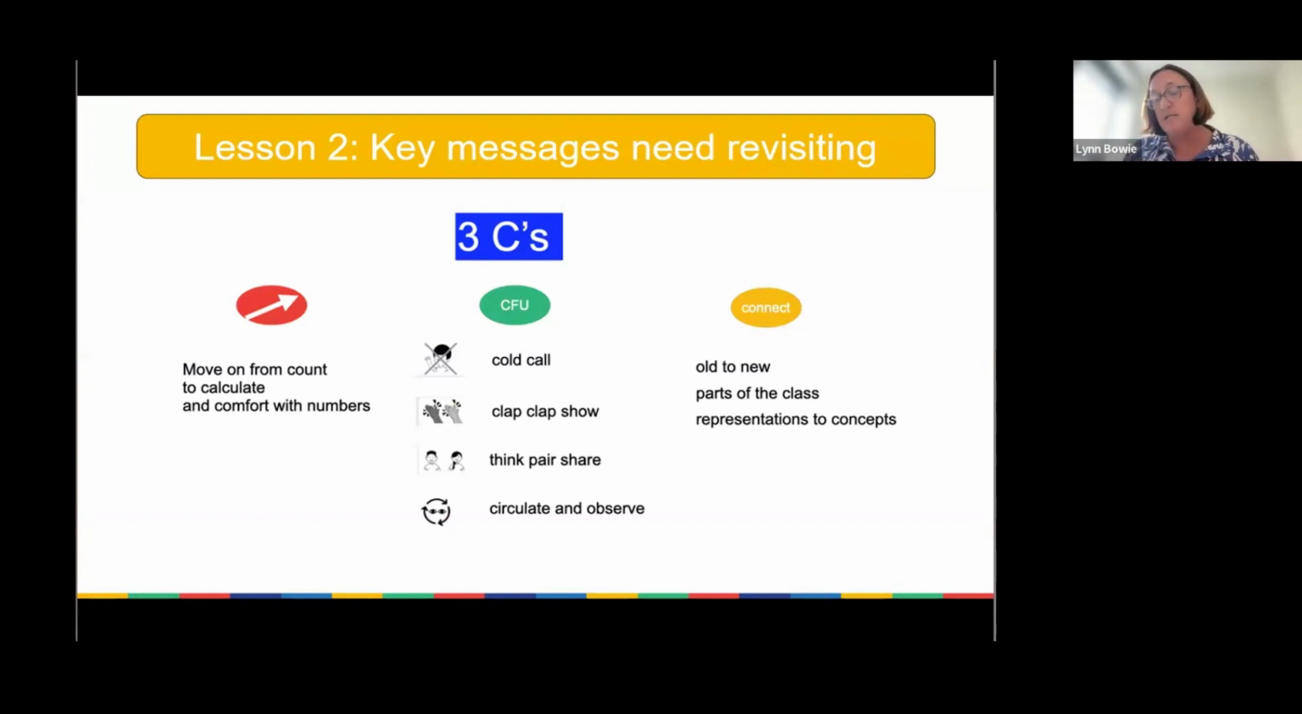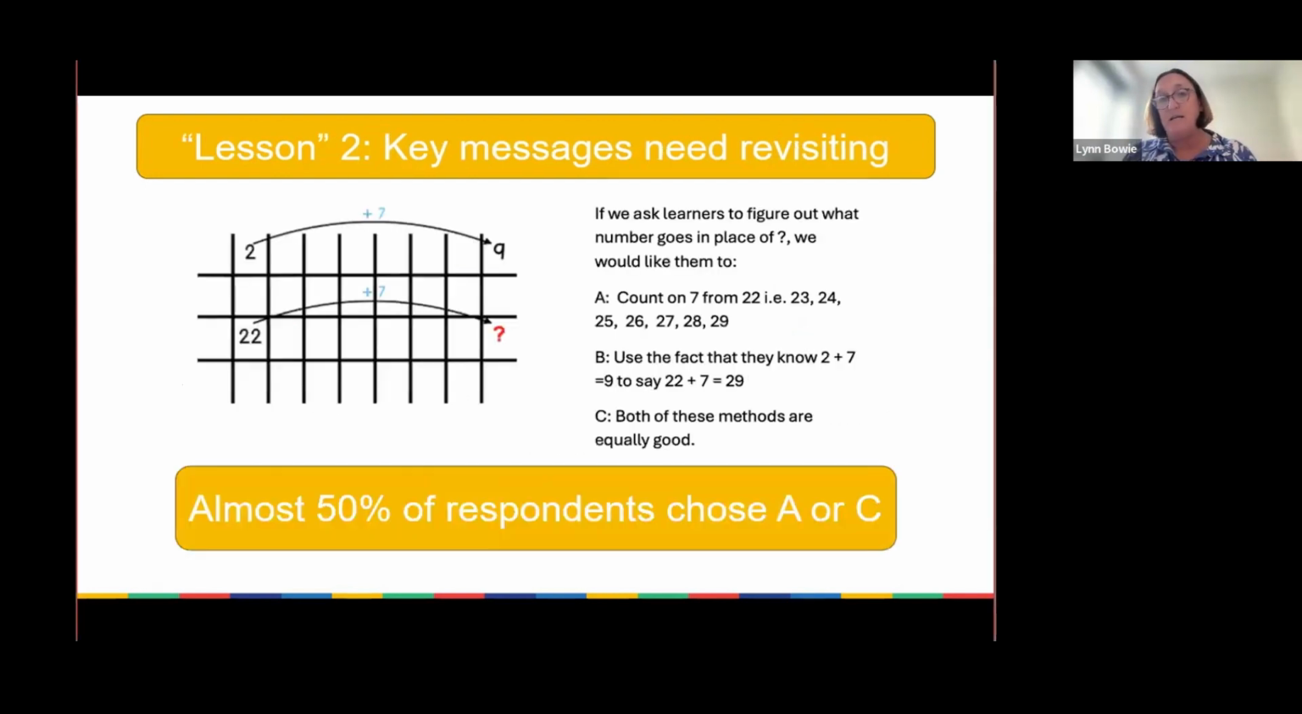And we could see, if we go on to the next slide, the importance of revisiting these ideas, because well into the course, a good month into the course, this was one of the questions that was asked on WhatsApp, which essentially was around what way is acceptable for learners to be doing 22 plus 7, or would we expect at this stage? And by this stage, almost 50% of the teachers were still saying that they would be perfectly happy with learners counting up in 1s.